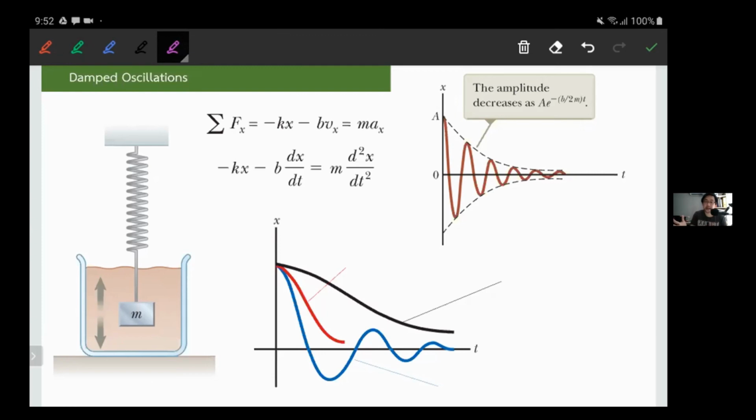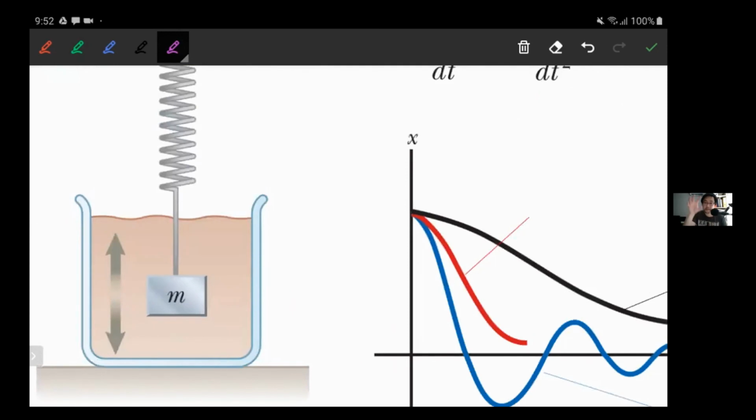Which doesn't make sense. You might face some friction, some resistance, and things like that. So you can imagine that whatever we did before, instead of going on and on forever, you might have some restriction here. You put it in a liquid, so the liquid will provide some resistance to the movements. So that means over time that oscillation will die down.